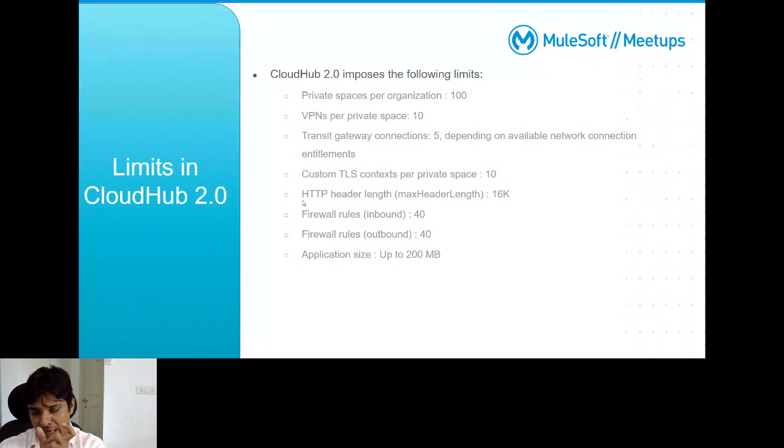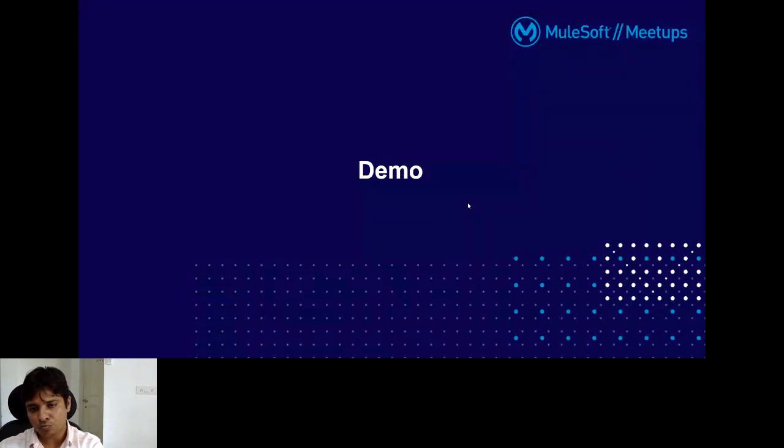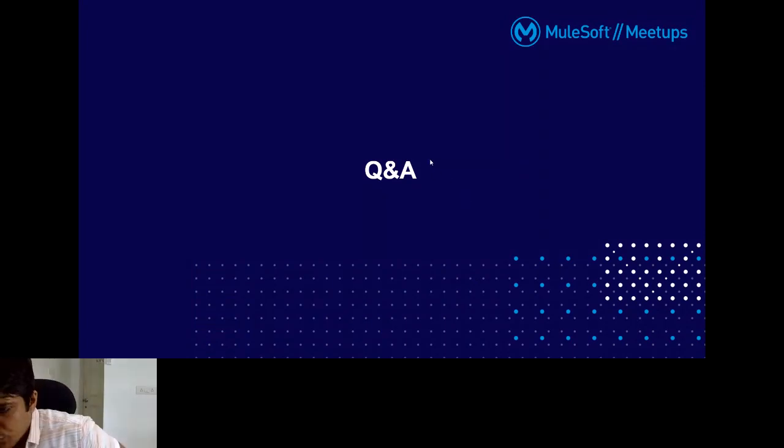I didn't implement any POC for this, but this is in the documentation. Firewall rules, inbound you can write 40, outbound you can write 40. Application size, I think this is equivalent to CloudHub 1.0. On RTF it's 200 MB, not on CloudHub 1.0, I'm not sure about that. Logs, we have seen it shows 100 MB, but in one of the MuleSoft sessions I attended, they mentioned 200 MB.